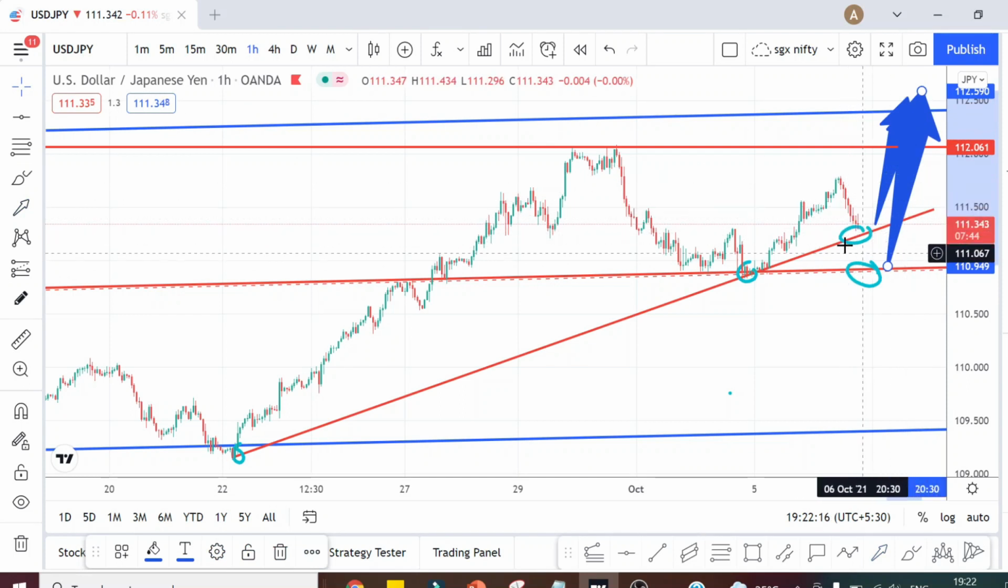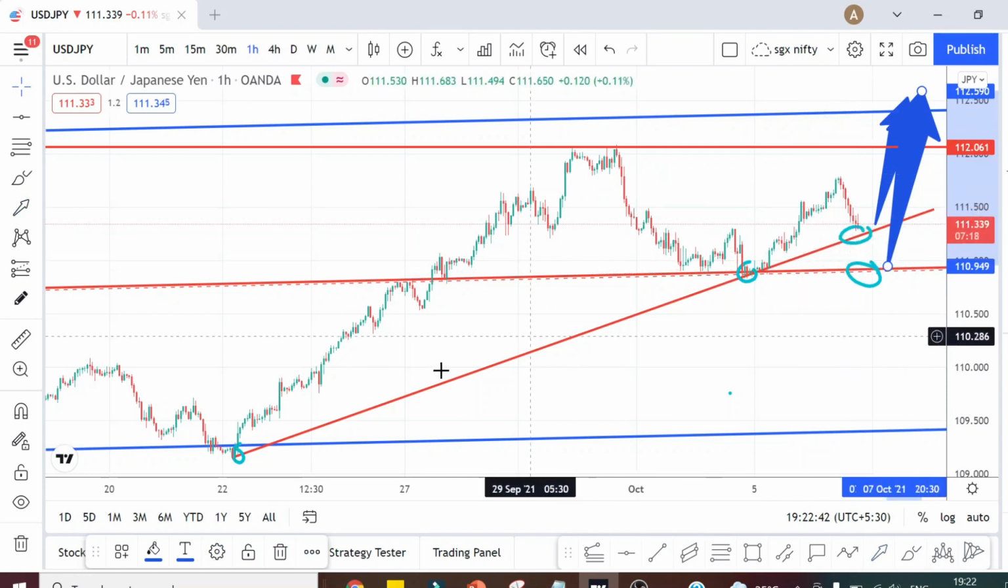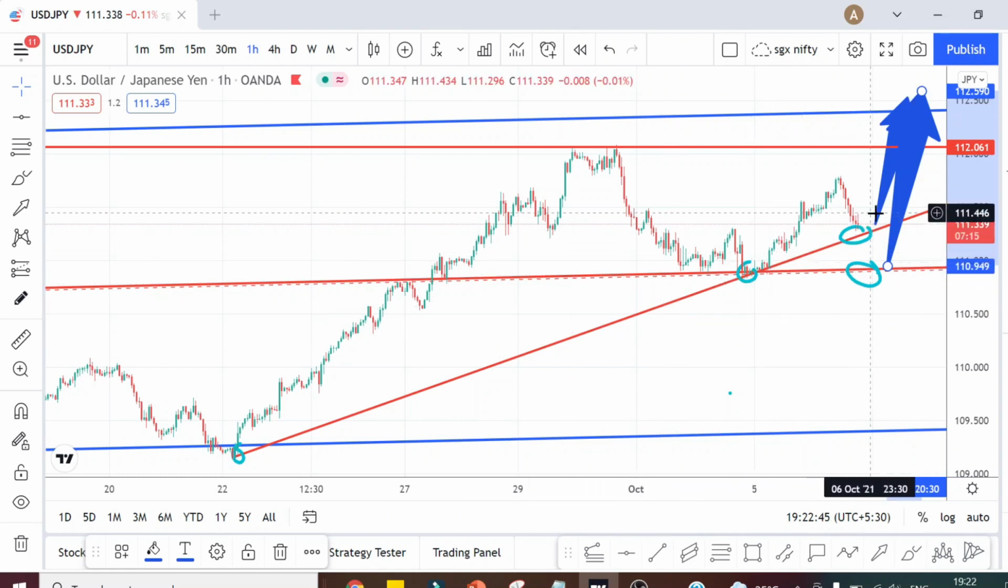It's just retesting the dynamic support. Let us wait and see how the market respects this dynamic support.